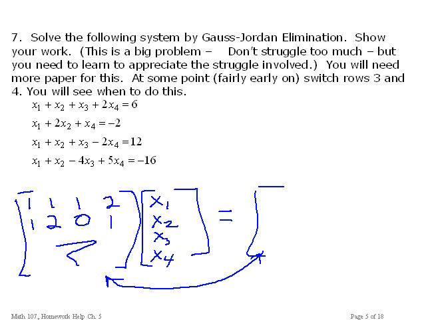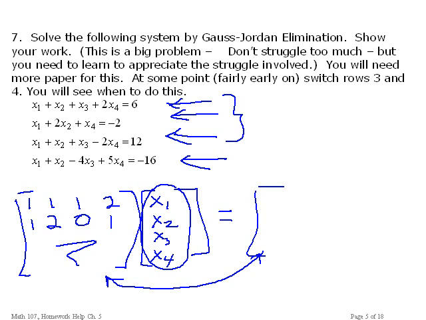Some people do get the right answer. Some people make a sign error. How do you know you get the right answer? When you're done and you have your answers for X1, X2, X3, and X4, you substitute them back into these equations and you see if they work. You put them in this equation and you see if it equals 6. This one, see if it equals -2, 12, and -16. What usually happens, it's very sad, it works okay for these three and fails here.